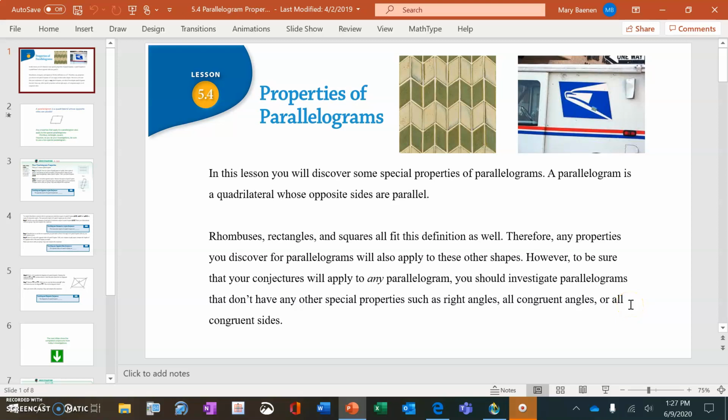Welcome to lesson 5.4 of accelerated geometry. Topic is properties of parallelograms. So it says in this lesson you're going to discover some special properties of parallelograms.